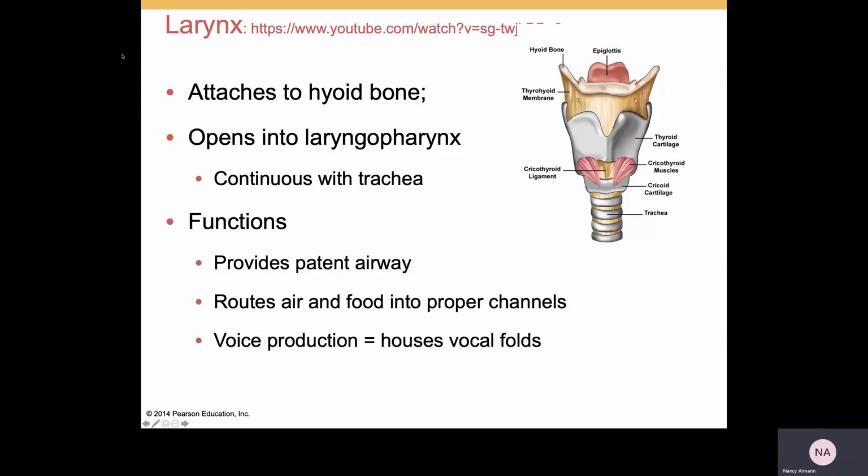So let's take a look at this. The larynx is going to attach to the hyoid bone. It does open superiorly to the laryngopharynx, and it is also continuous with the trachea. Its function is to provide what's known as a patent airway. It is going to route air and food off to the proper channels, theoretically air down the trachea and food down the esophagus. And it's also going to be important because, excuse me, it houses the vocal folds. So it is required for the production of speech.